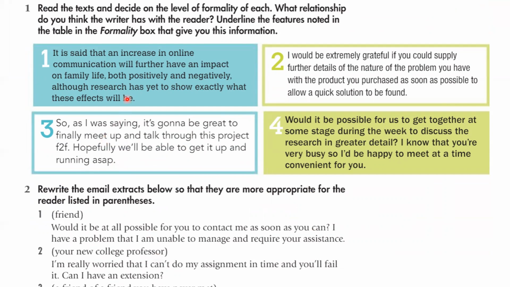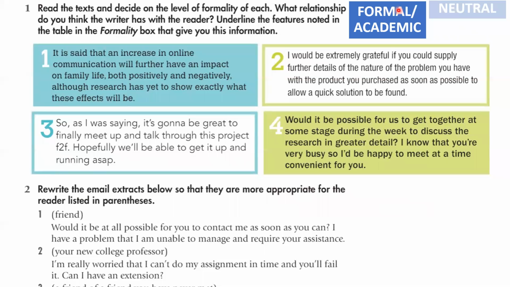Here we have that you have to read the text and you have to decide on the level of formality of each. If the texts are formal academic, or if they are neutral or informal. Then you have to see what relationship you think the writer has with the reader. If it is a friend, if it is a teacher, if it is a business that you are trying to contact to buy something. And then, well, you have to underline the features noted in the table in the formality box that gives you this information.